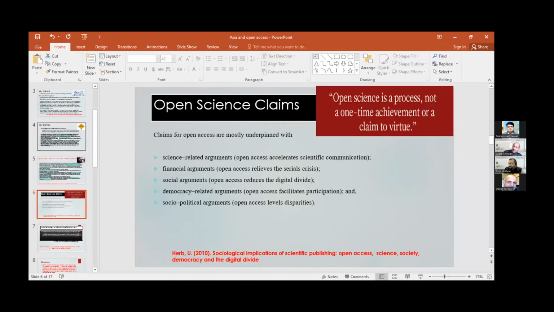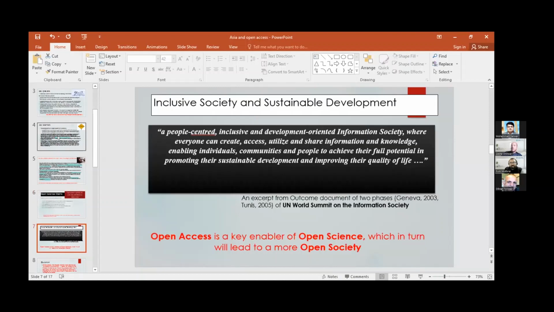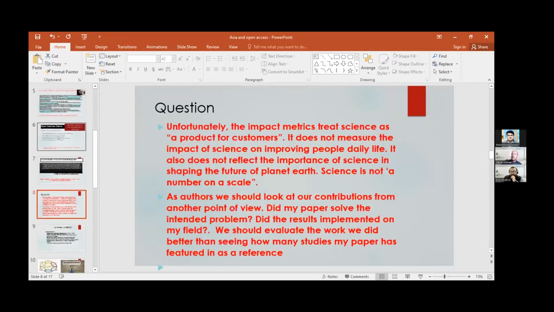Now, what does open science claim? What will it help? Like science-related arguments, financial, social, democracy, socio-political. These issues are related to all this, and we are trying to address the issues of inclusiveness of the society and sustainable development through science. We already heard a lot of good things about impact of science rather than impact factor. And we agreed, almost all of us, that 20 years back, science had more impact than today, though we have more publications than we were having 10 years back. So those are the issues that we try to address those questions.